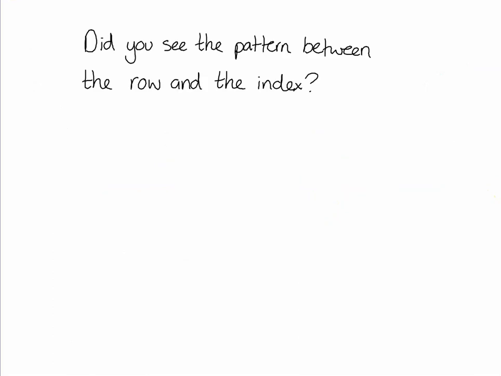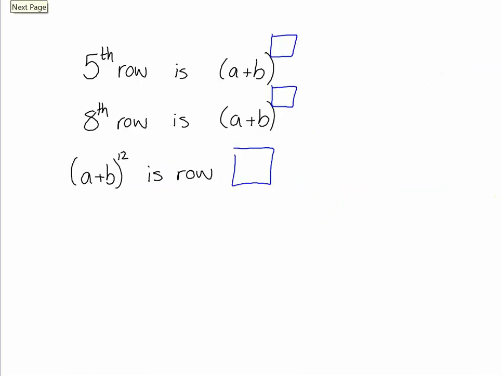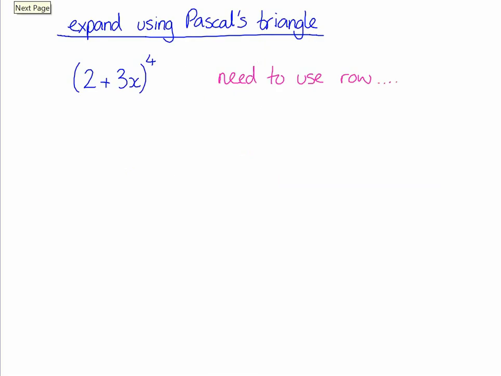So the 5th row would be to the power of 4. The 8th row would be to the power of 7. To the power of 12, well, that would be the 13th row. Okay? That, again, really not important, so don't even pay attention to that.